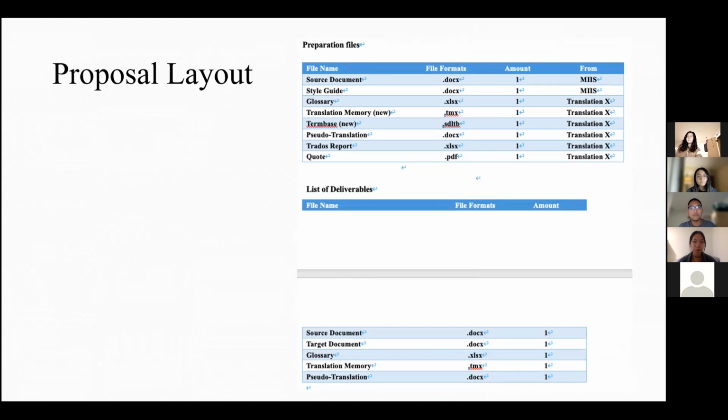The biggest challenge we had when writing the proposal was how to make the proposal concise, but at the same time straightforward. Our first version of the proposal was 4 pages, which was way too long. And one reason for that was we used too many tables in order to present the information clearly. For example, we had one table for preparation files and another for the list of deliverables. It is very clear, however, they take up too much space and it seems a little bit repetitive. In order to solve this problem, we combined these 2 tables into one.